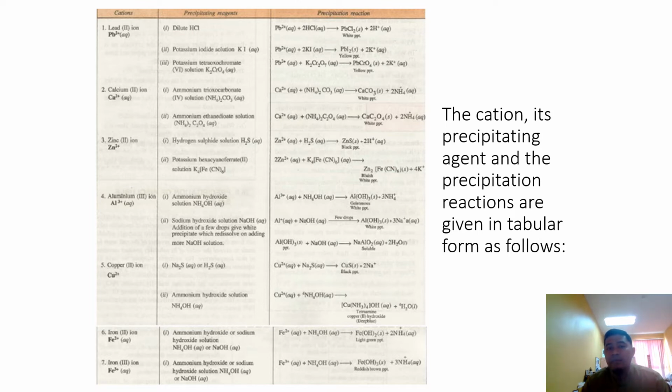Then if, let's say, you react with potassium iodide, KI, it will produce a yellow precipitate, plumbum iodide. So there is a difference: it will give a different color of precipitate because your precipitating reagent is different. Okay, same goes for calcium, zinc, aluminium, copper, iron 2+, and also iron 3+. So you will use maybe the same or different types of precipitating reagent.